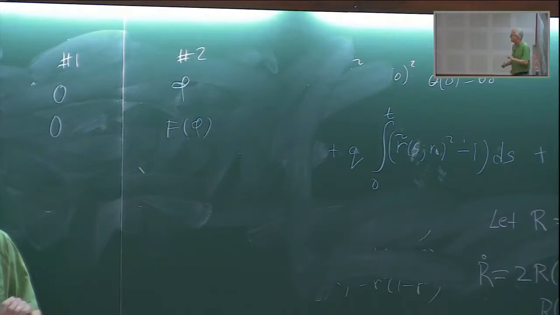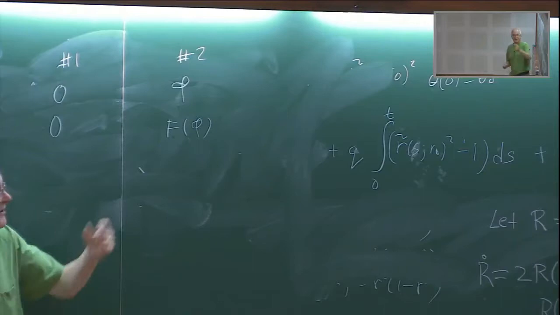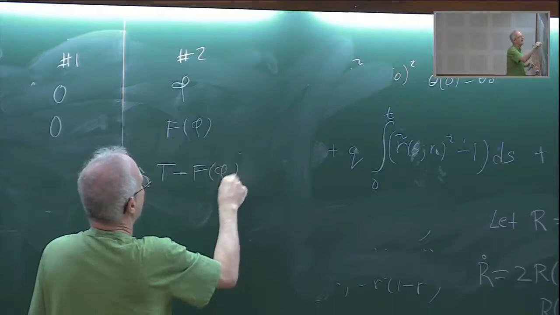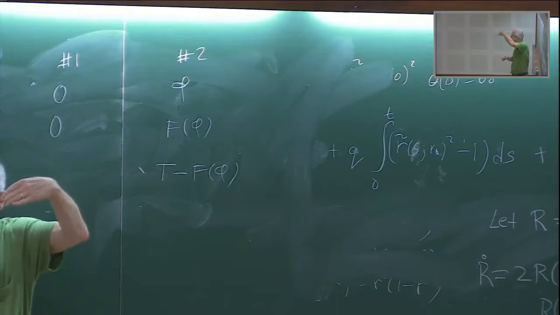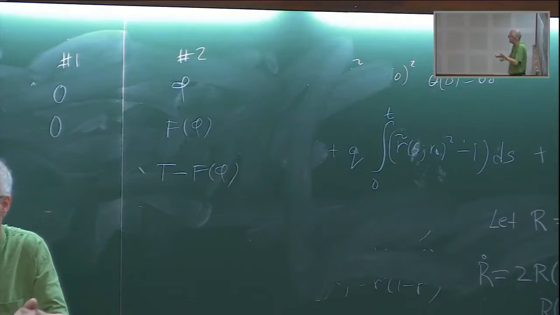Now, when does this guy fire? This guy will fire at T minus f of phi, right? Because he's below T, and everybody goes at the same unit rate, d theta dt is 1, and then when they hit T, they fire.